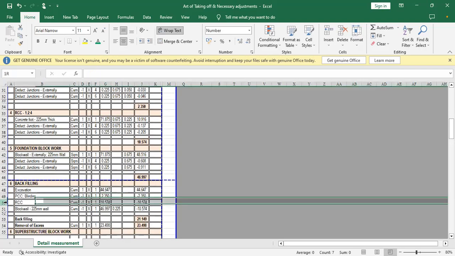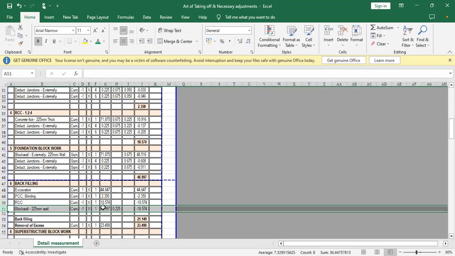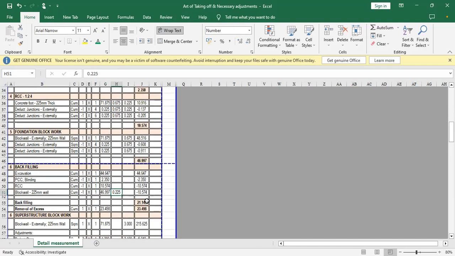Likewise, for the volume of our concrete foot, we convert our block wall, which is in square meter, into volume by multiplying it by the width of our block wall. The width of wall, which is 225 wall. So we have the net volume of backfilling.